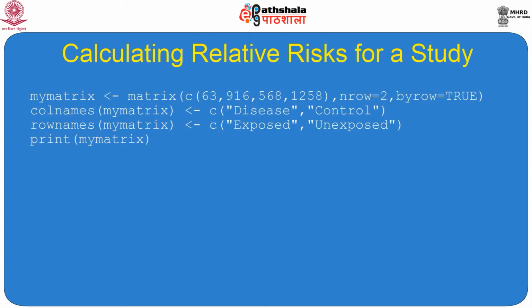Here the number of rows is given as 2, that is why nrow equals 2, and the column names of the matrix are defined as disease and control. So we have two columns defined as disease and control, and the row names are defined as exposed and unexposed. Once we define the column names of my matrix as disease and control, and the row names as exposed and unexposed, and then print my matrix, the result will be like this.